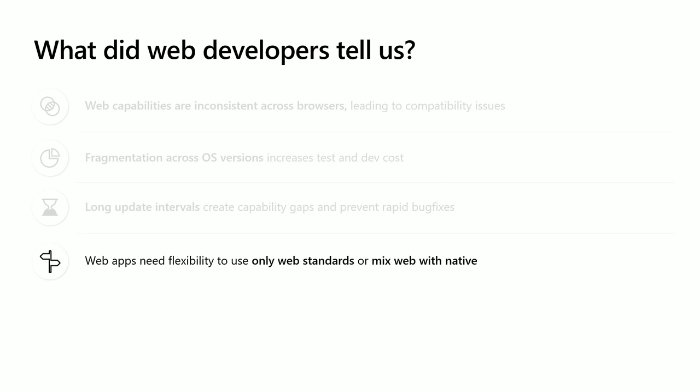Now, another thing we heard is about web applications. So the browser is actually just one of the places where web content appears. In fact, we know there are over 2 million native applications on Windows that use web content in some way, whether it's a hosted web application or a PWA or a web view within a native app. And what we heard from web developers is you want the flexibility to choose between pure web standards powered cross-platform web apps, as well as an option for integrating web code with your native applications.